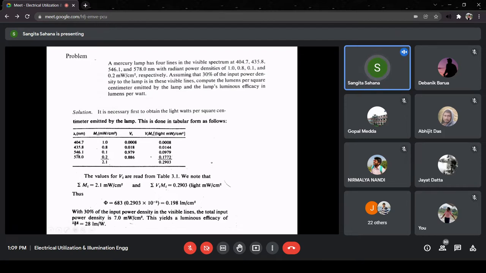you can see in this particular wavelength, what is the sensitivity function or V lambda at 404.7 or 435.8 or 578 like that. So what is 0.0008, 0.018, 0.979, 0.886. So what it is one? I mean, can you explain anyone if you remember? These are the normalized values, right?